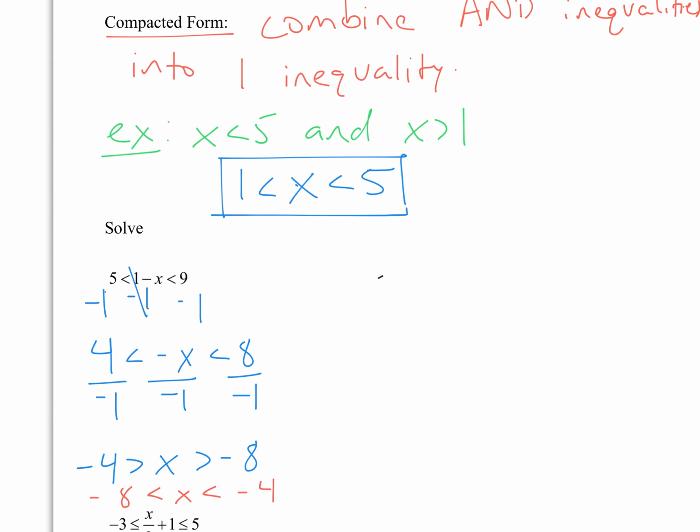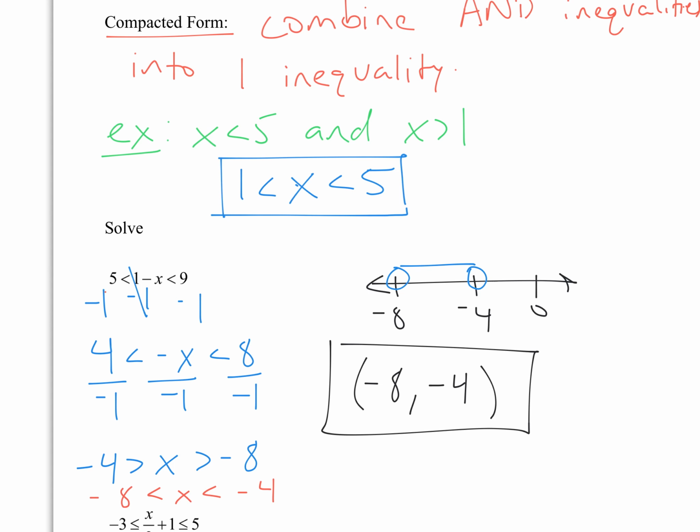What does that look like on a number line? Well, 0's up here, -4, -8. That means x is somewhere, not including -8 and -4, between the two. All those in between are solutions, which makes our interval notation pretty easy. The lowest point is -8, all the way up to -4, parentheses because you don't include them. And there's your solution set.